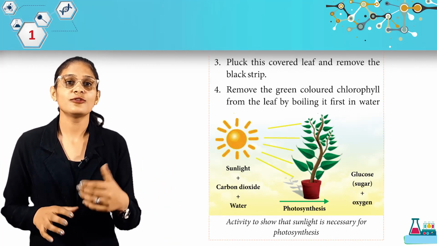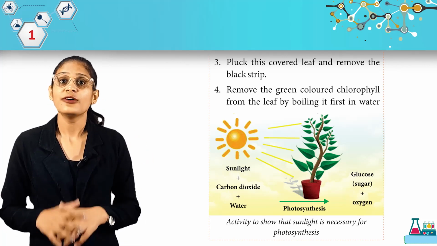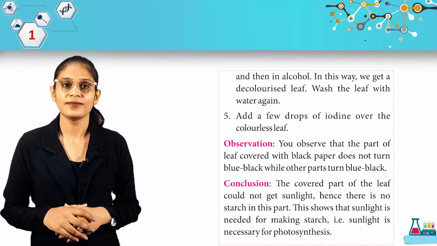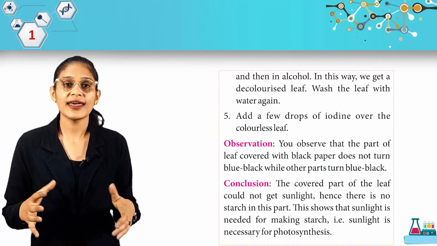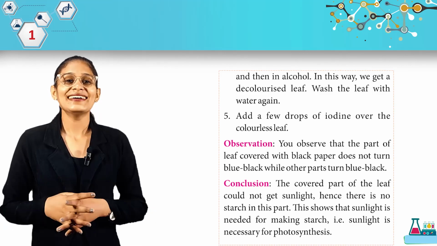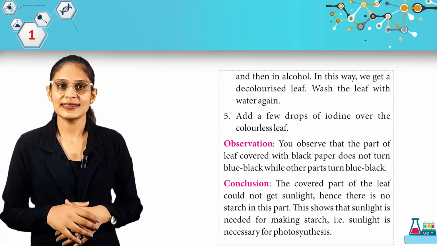After that you have to follow the steps. Step 4. Remove the green colored chlorophyll from the leaf by boiling it first in water and then in alcohol. In this way, we get a decolorized leaf. Wash the leaf with water again. Step 5. Add a few drops of iodine over the colorless leaf.